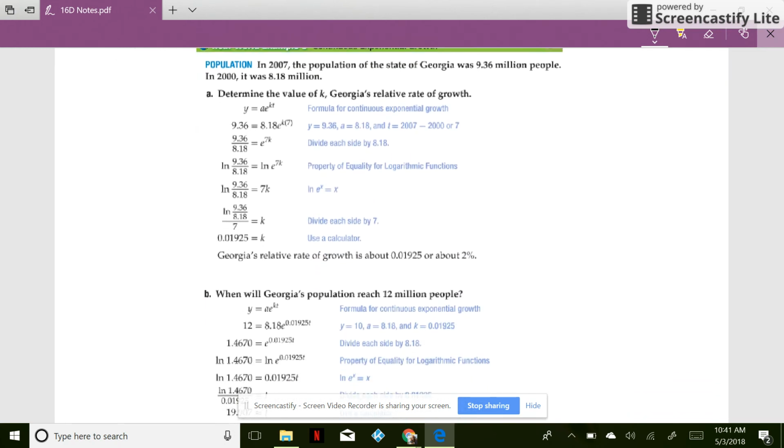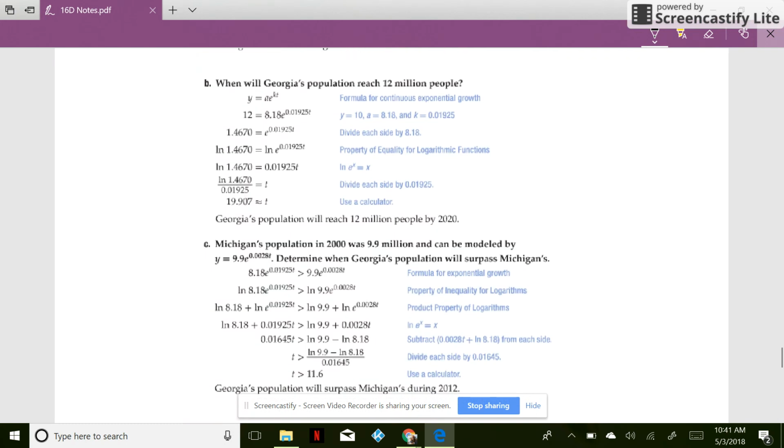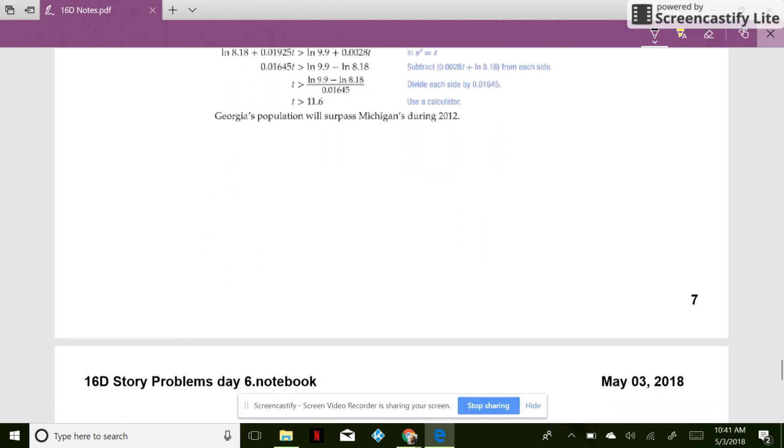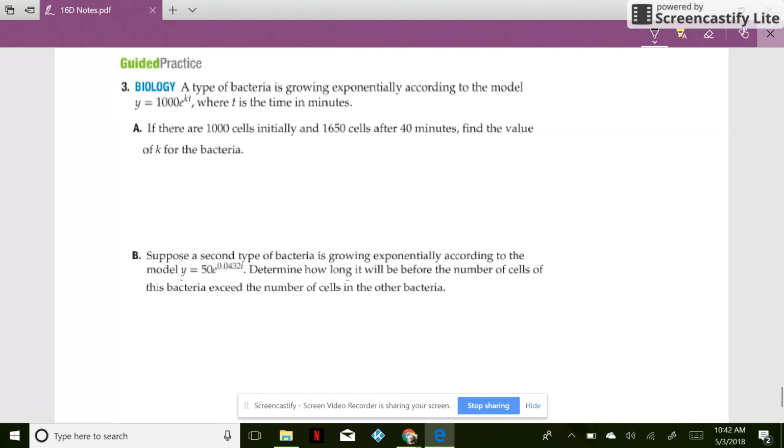So these are populations, they're representing growth. So the only thing that's different is that you're going to have a positive k. So just pay attention to the problem. If it's saying it's a decay, your k will be negative. If it's a growth, your k will be positive.